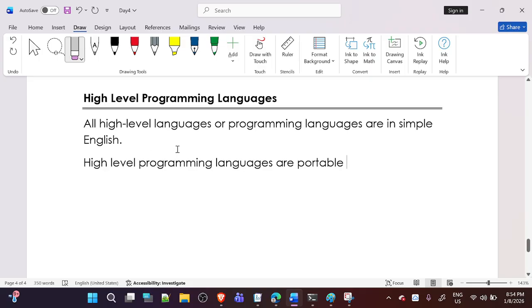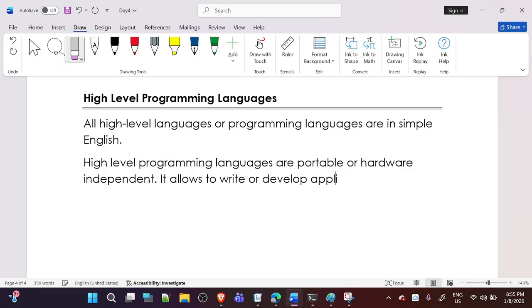So high level language code is portable, or we can say hardware independent. It allows you to write or develop applications on different hardware. There is no restriction.